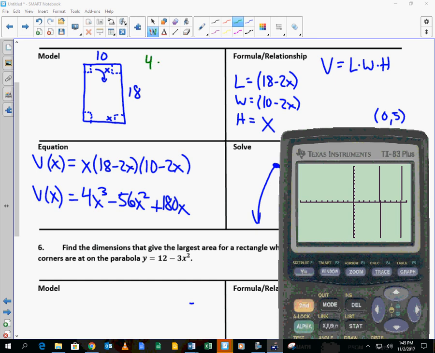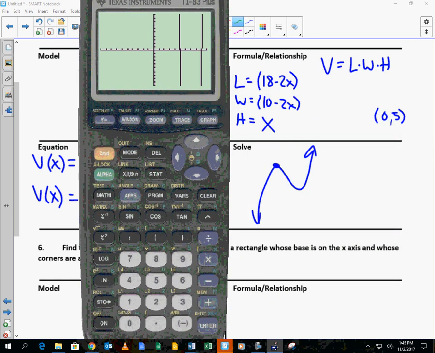So she cuts 4 off. If she cuts 4 off, then what's going to be this dimension right here? That would be 2. What would be this dimension right here? 10, right? So that would be a volume of 80, right? So it looks like our volume is going to be somewhere up near 100, maybe.